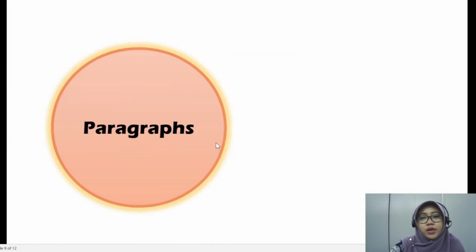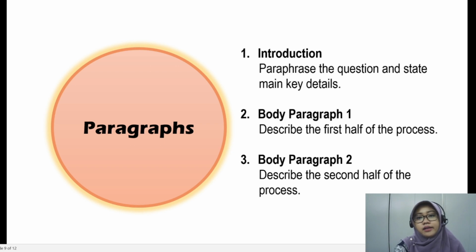So we come to the question. When it comes to written language, I think it's better for you to make a plan of how many paragraphs you want to write in describing a process diagram. It's very important because in describing a process diagram, it's not necessary for you to use so many paragraphs. I think 3 paragraphs is enough. Like it consists of an introduction and then body paragraph 1 and body paragraph 2.